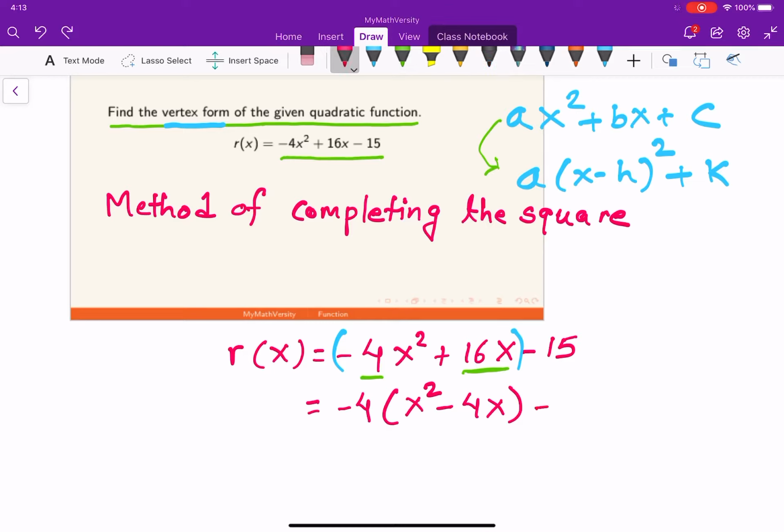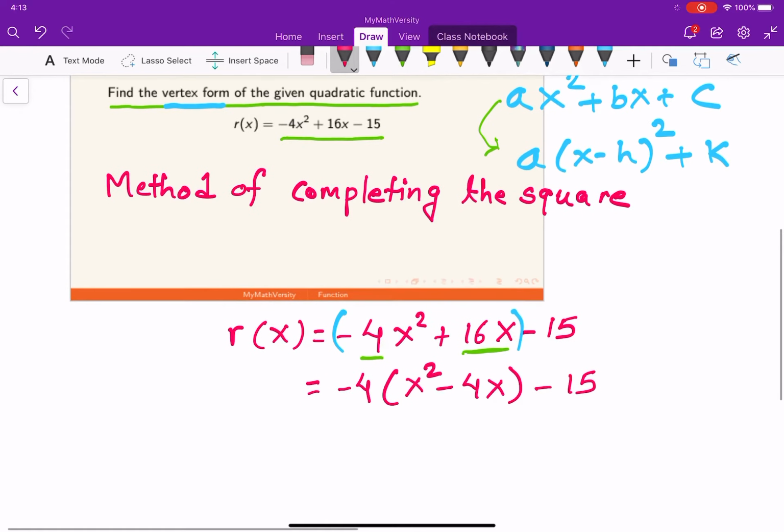Then minus 15. So this is the second step, where we are making the coefficient of x squared equal to 1 by taking the leading coefficient, in this case negative 4, out as a factor. Okay, so this is the second step.